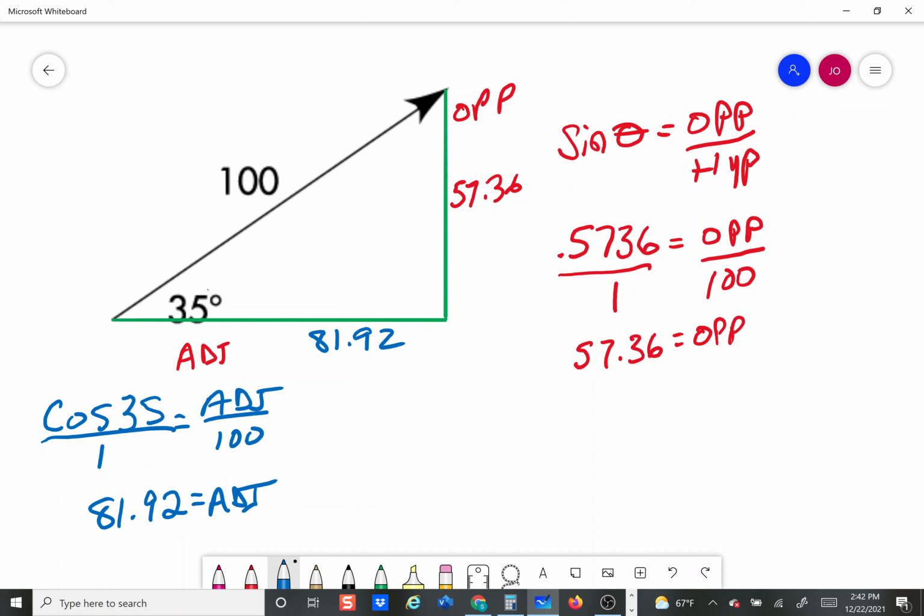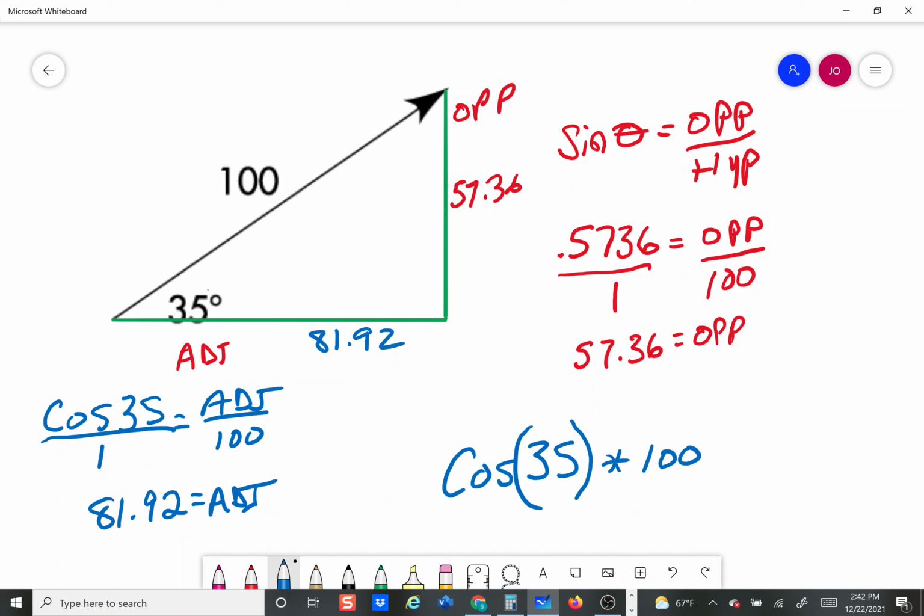What I want you guys to pay particular attention to, if you're using your calculator for this: if you hit the cosine of 35, your calculator is going to look like that. If you hit times 100 in there, you're not finding the cosine of 35 times 100. You're finding the cosine of 3,500 degrees. You do not want to find that. If you hit cosine, it automatically puts that parenthesis in there. If you put in the 35, you have to close that parenthesis before you multiply it by 100.